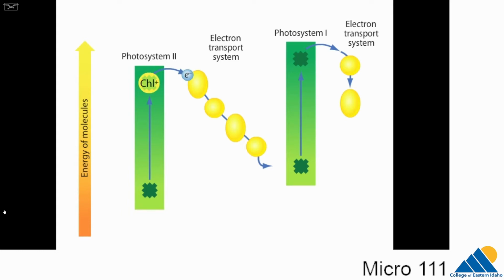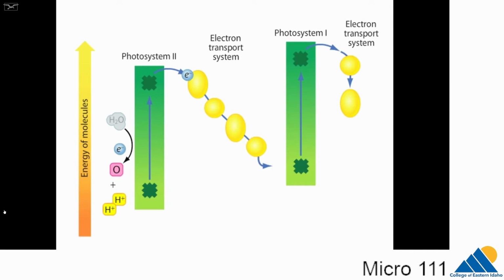Notice that the chlorophyll molecule in photosystem II is oxidized because it has lost an electron. This electron is replaced from water by a process called photolysis. Water splits to release electrons, hydrogen ions, and oxygen. An electron from water combines with the chlorophyll in photosystem II, returning it to its reduced state.